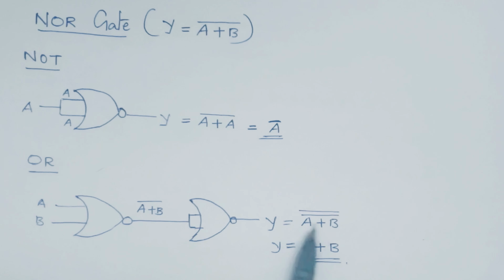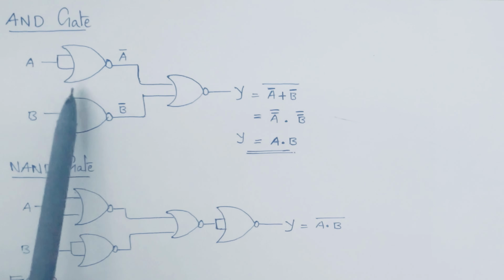So the output will be A plus B complement the whole complement. A plus B complement the whole complement will be A plus B. So Y is equal to A plus B, which is nothing but the operation of OR gate. So this is the circuit diagram of OR gate using the NOR gates. Next is AND gate using NOR gates.